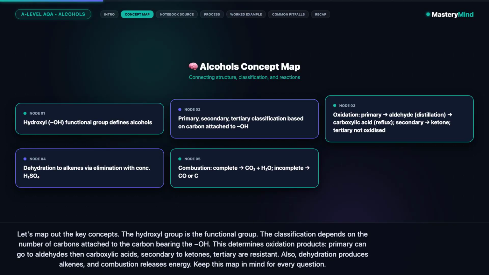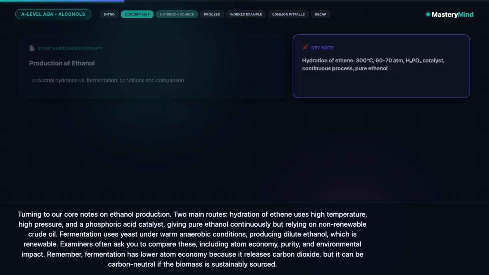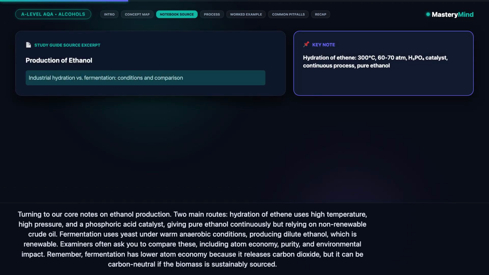Also, dehydration produces alkenes, and combustion releases energy. Keep this map in mind for every question. Turning to our core notes on ethanol production. Two main routes: hydration of ethene uses high temperature, high pressure, and a phosphoric acid catalyst, giving pure ethanol continuously but relying on non-renewable crude oil.